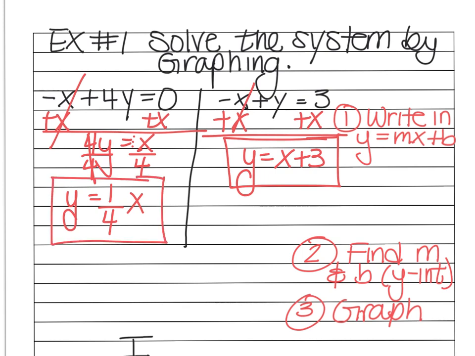The second step that you're going to want to do is to find m and to find b, the y-intercept. So you want to identify those using your equation. So here we have our slope is 1/4 and our b is 0. Here we have our slope as 1. It's not 0. Don't make that mistake. Some students sometimes forget that there's an imaginary 1 there. And our b would be 3. The last step is to graph.